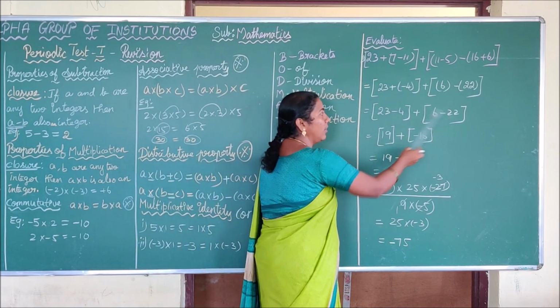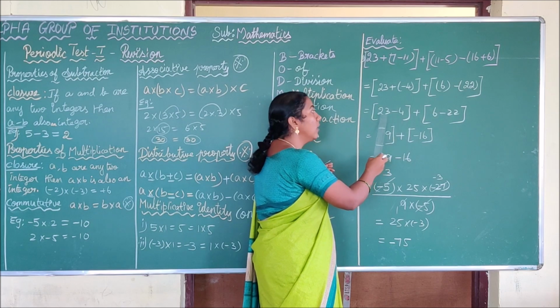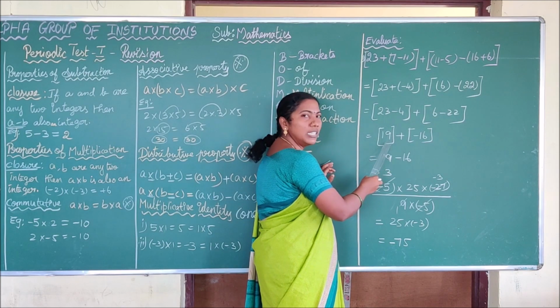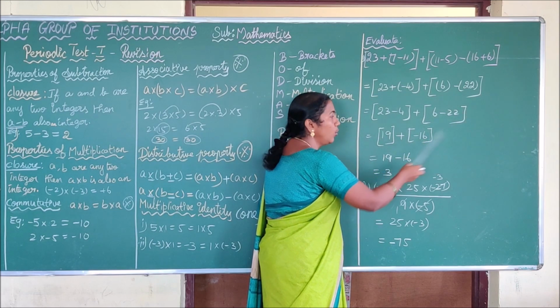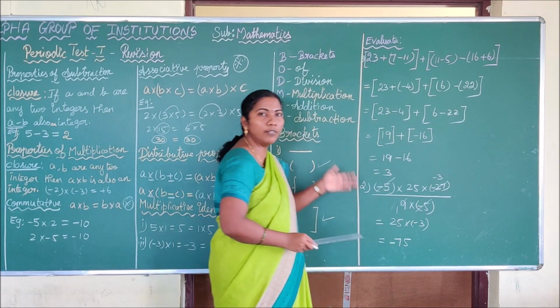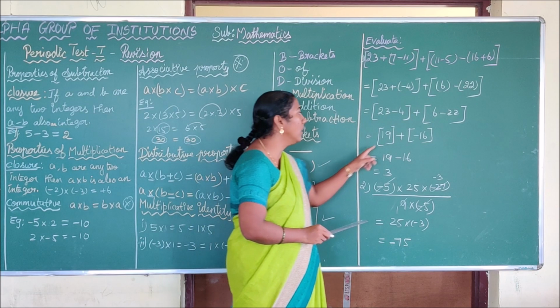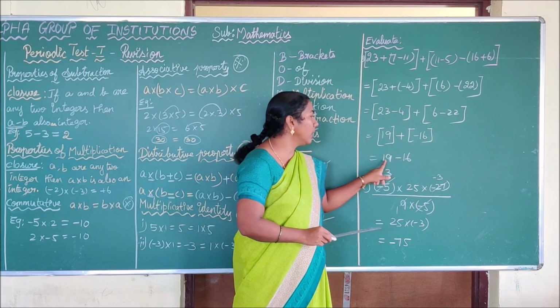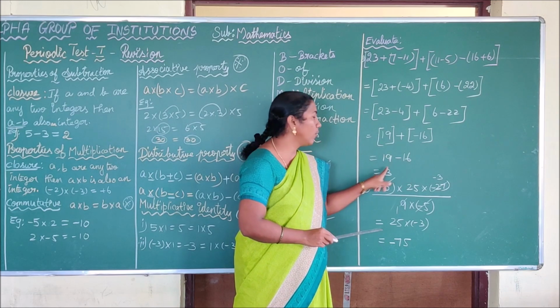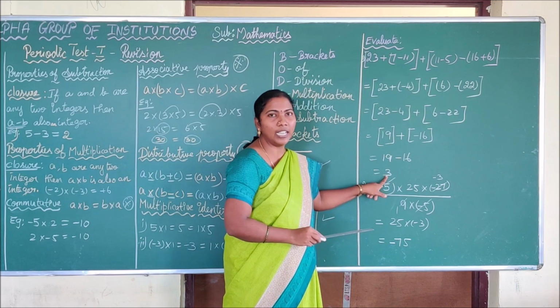Within the square bracket, we have two integers, 23 minus 4. Your answer is 19, plus 6 minus 22. As per rule 2, you have minus 16. Next, we are going to remove this square bracket. Thus 19 plus into minus, minus 16. As per, 19 minus 16. So what is your answer? 3. Thus we got the answer as 3.